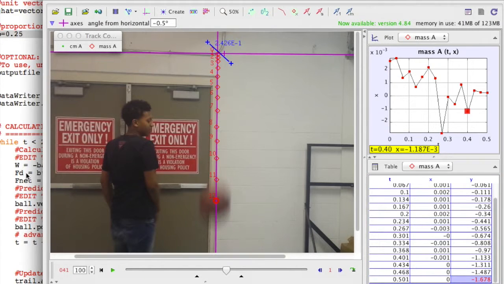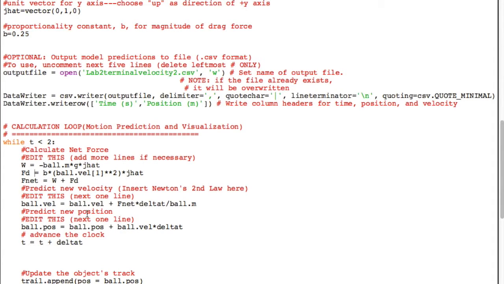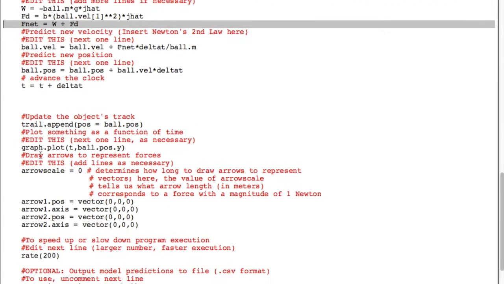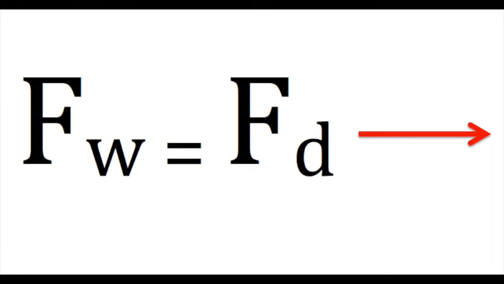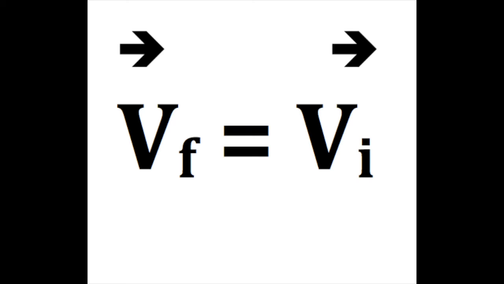In conclusion, my lab demonstrates how an object falling straight down from rest has a net force equal to the gravitational force plus drag force acting on the object. Because there is a non-zero net force, the object witnesses a change in velocity until the drag force equals the gravitational force, where F net is equal to 0, and then the object will continue to move at a constant velocity.